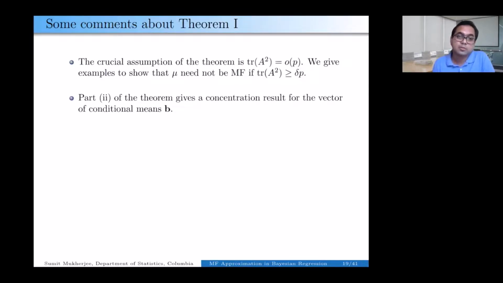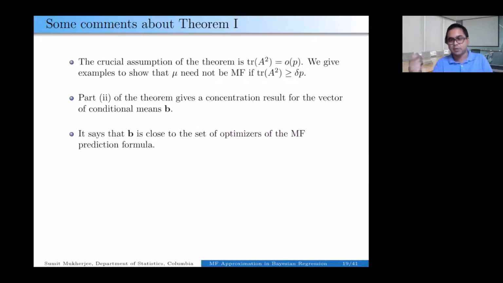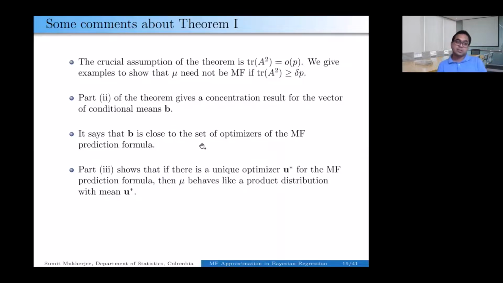So part 2 gives you a theorem. Part 2 gives you a representation for this vector of conditional means, which we use to prove this. We use part 2 to prove this law of large numbers that you saw in one of the slides. So it basically says that mu is close to the set of optimizers of this mean-field prediction formula. So this vector representation actually helps us understand what the optimizer is supposed to tell us. So part 3, of course, develops on this and assumes that there is a unique optimizer, and then we can say more.